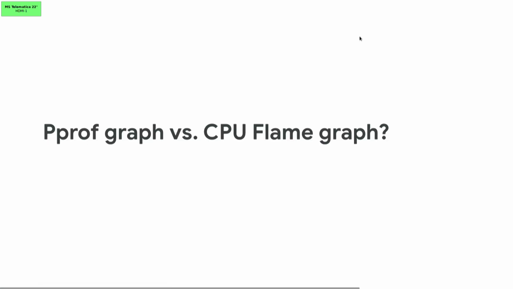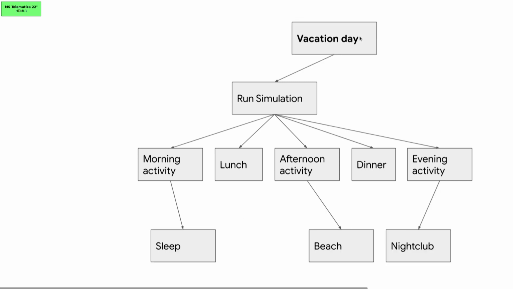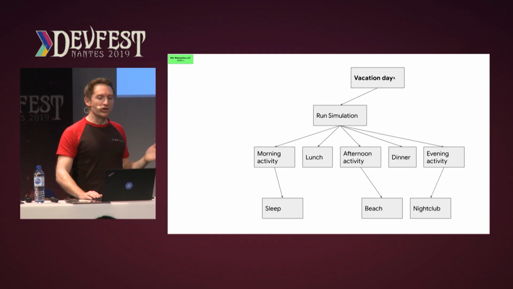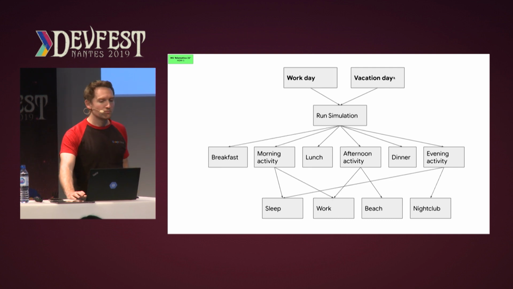Why should I look at a flame graph if it basically displays the same information as the regular pprof graph? Here is a fictional case. This is a stereotypical work day. Work in the morning, work in the afternoon, and sleep all night. This is a stereotypical vacation day. Sleep in the morning, go to the beach in the afternoon, and dance all night.